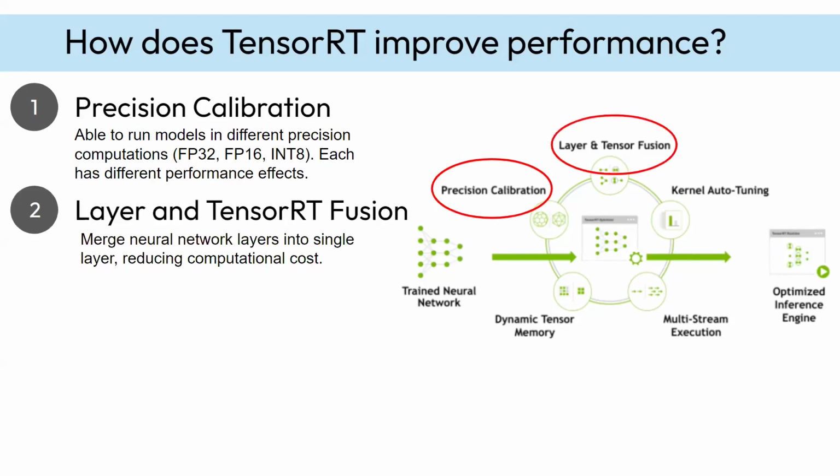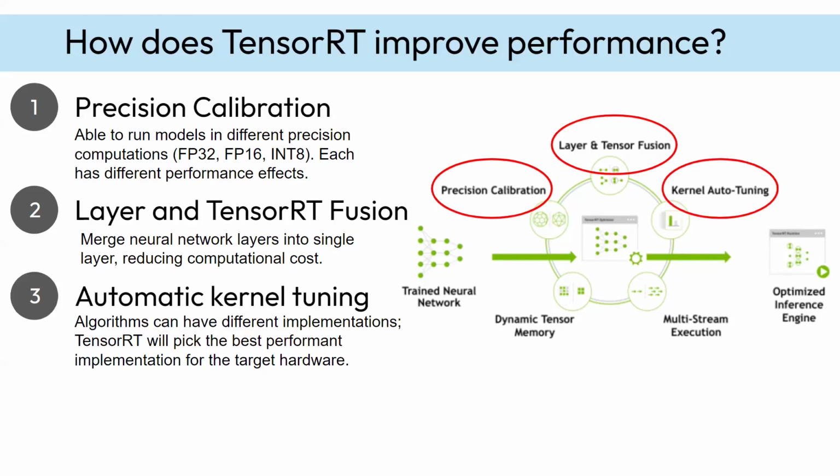Secondly, layer and tensor fusion. Here, TensorRT can further improve inference speed by merging layers of a neural network into a single unified layer, which reduces the number of memory accesses and decreases computational overhead.